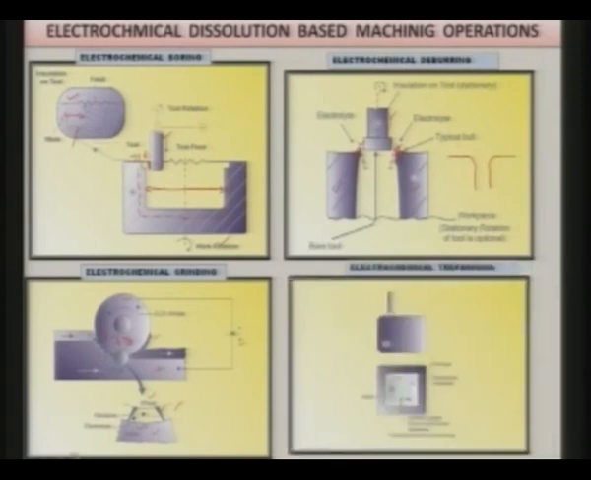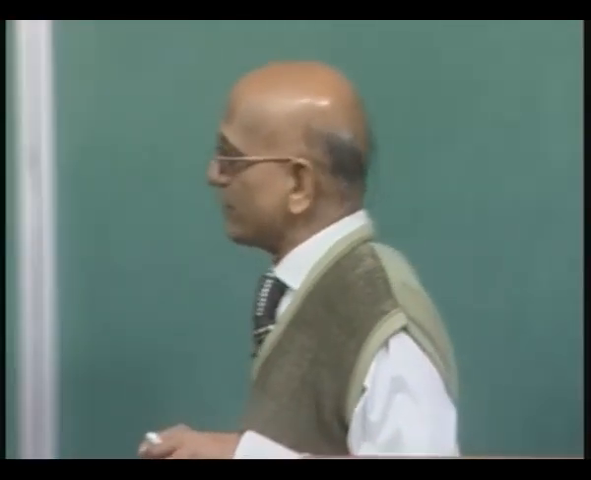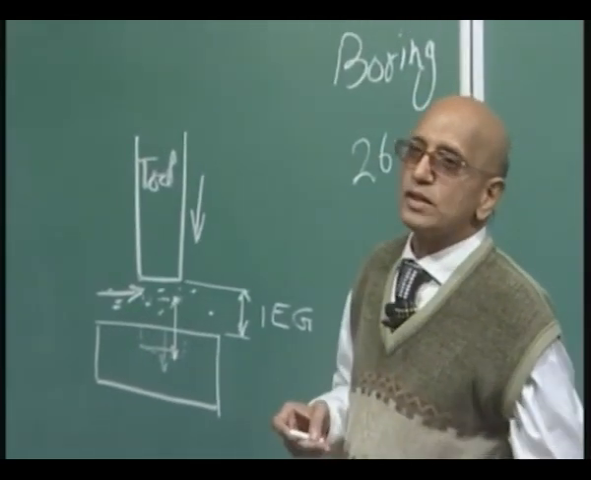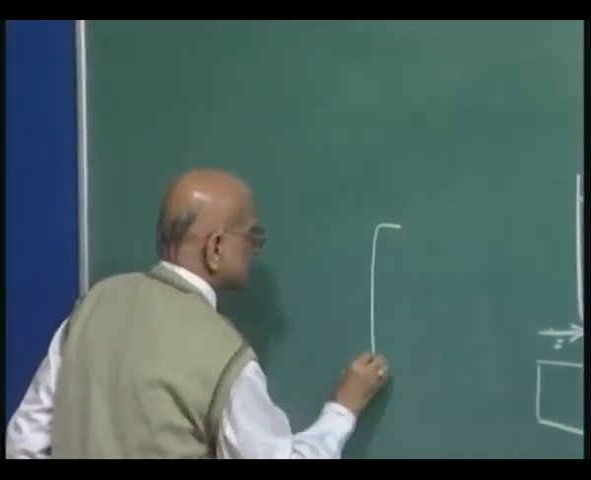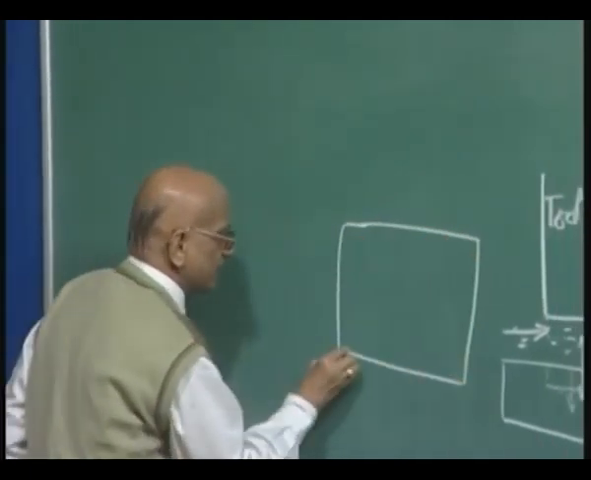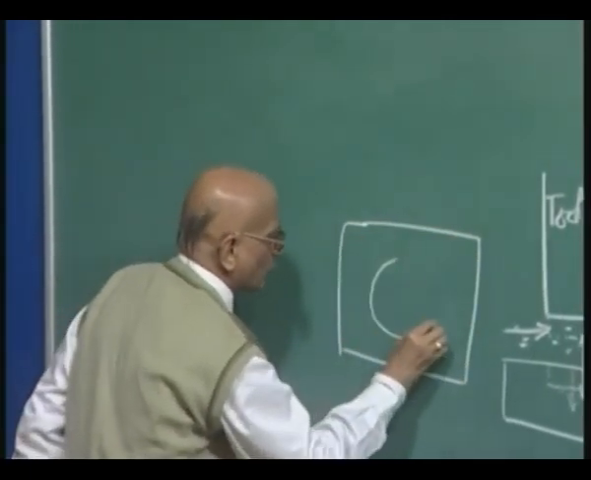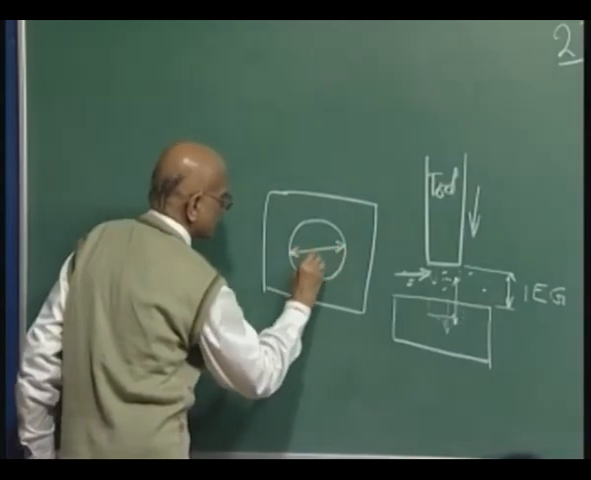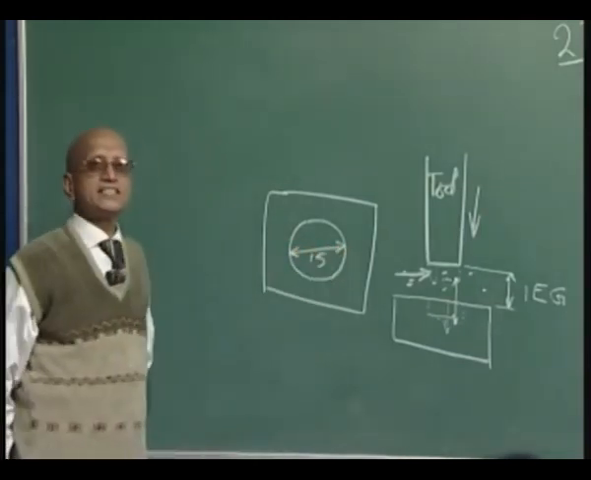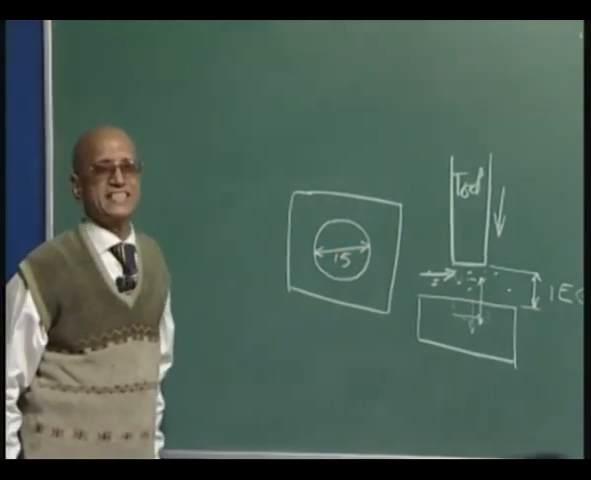Another operation is the trepanning operation. This is the electrochemical trepanning operation. As you know, trepanning operation is very important when you want to remove a large amount of material. Just for example, this is the top view of the part, and you want to create a hole over there, and suppose the diameter of this hole is 15 millimeter, and this is a very costly material.